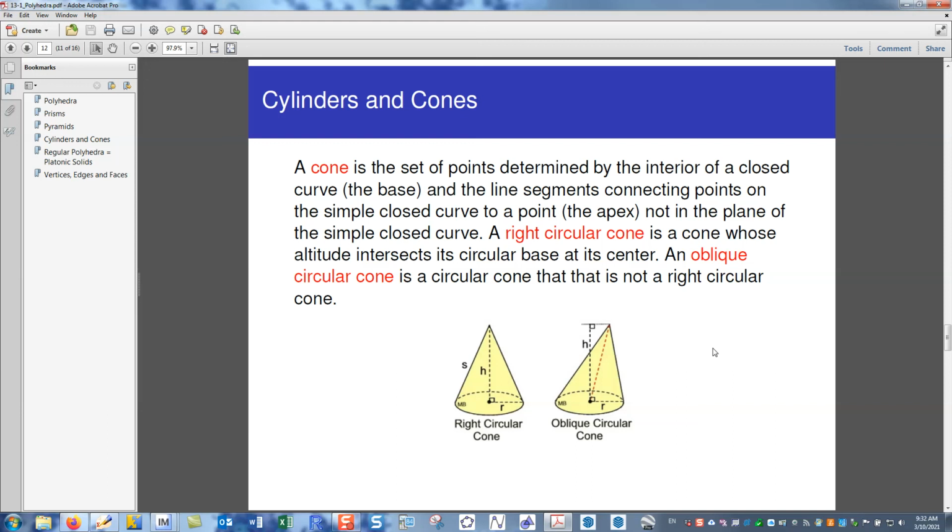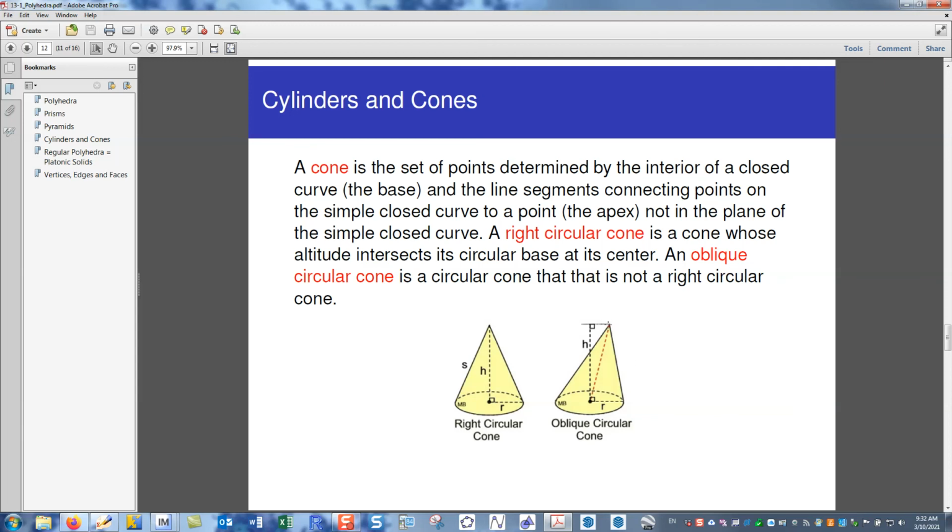What about cones? Cones are determined really similarly to pyramids. It's a set of points determined by the interior of a closed curve, the base, and the line segments connecting points on the simple closed curve to a point called the apex, not in the plane of the simple closed curve. So a right circular cone would be one like this. Its altitude intersects its circular base at its center. And an oblique circular cone is a circular cone that's not a right circular cone.